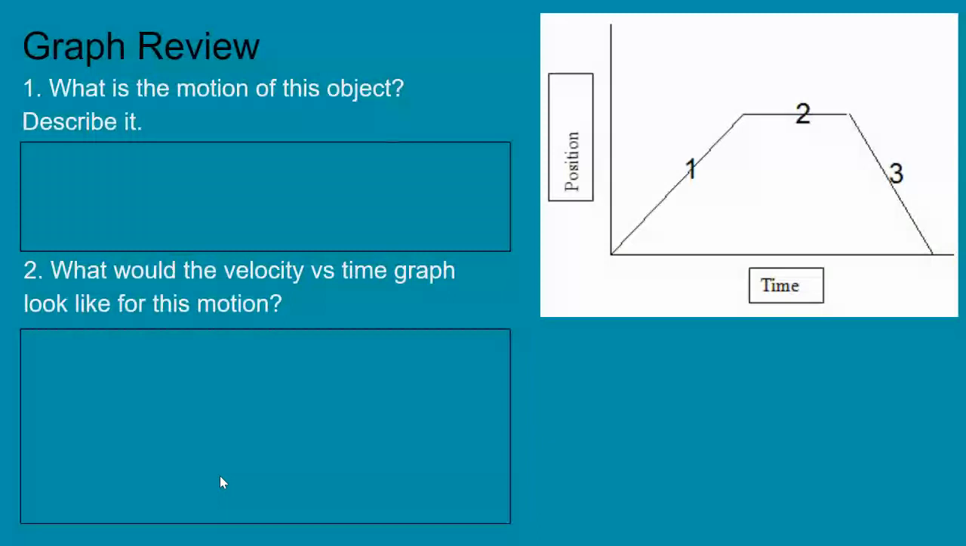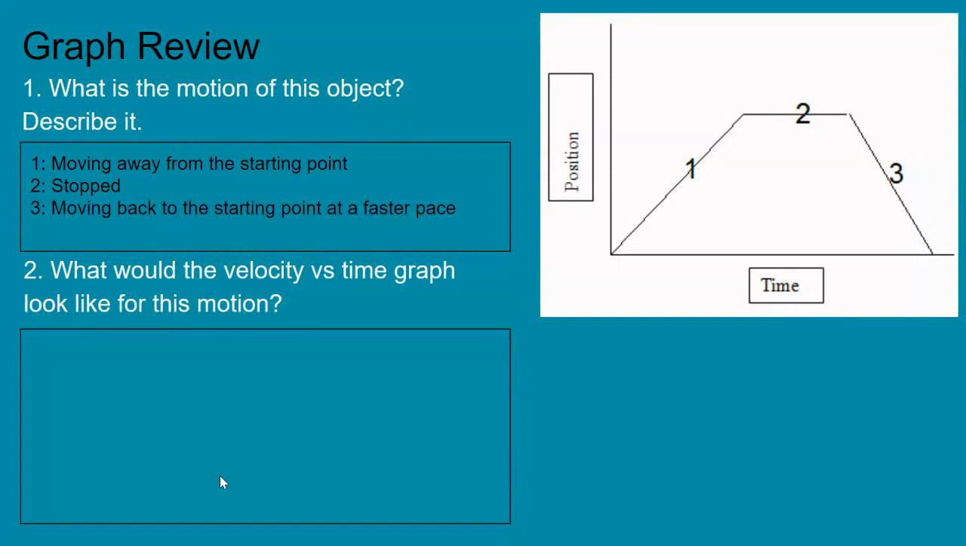So let's do a little review here. Notice that we have a position or distance versus time graph, and we want to think about the motion of the object in that graph. In the first segment of this graph, we have an object that's moving away from the starting point. At part 2, they are stopped because their position is not changing. And at part 3, they're moving back towards the starting point, but at a faster pace. So you're going to want to fill that into your text box there.